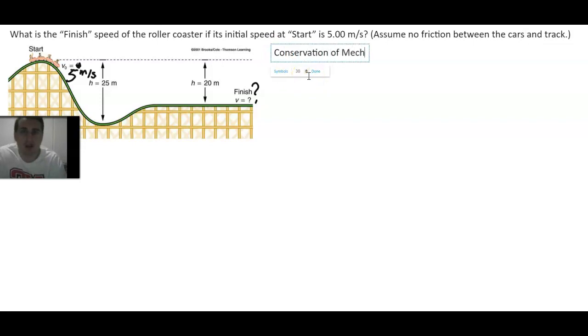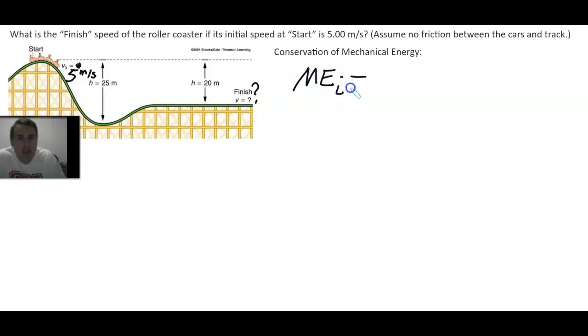So the conservation of mechanical energy is the principle we want to use. The conservation of mechanical energy should be the following: that the initial mechanical energy is equal to the final mechanical energy. So ME initial is equal to ME final. If the mechanical energy is conserved, this is the conservation equation that we have.